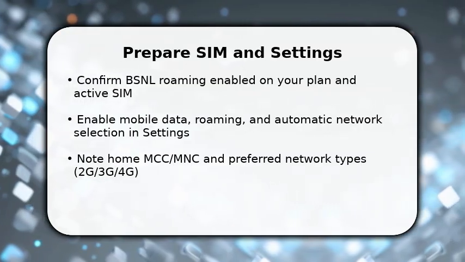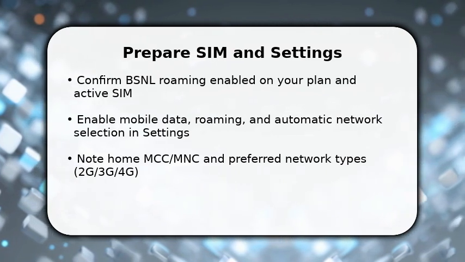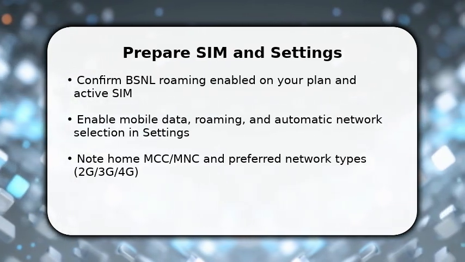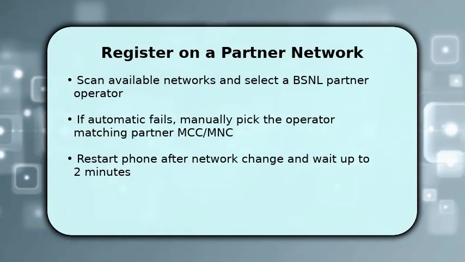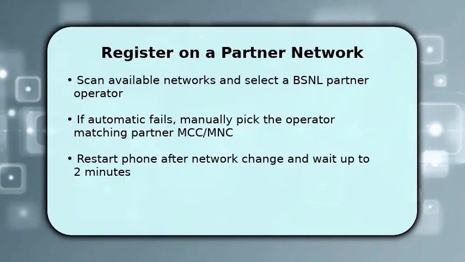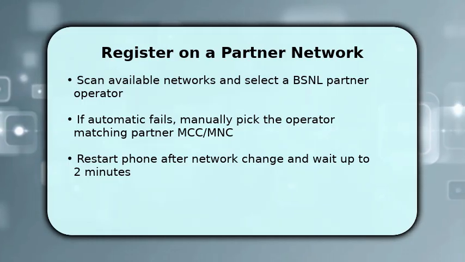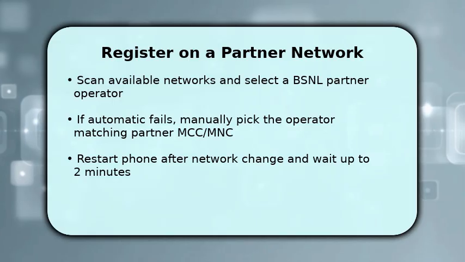Also, jot down your home MCC/MNC for troubleshooting later. Now search available operators and choose the Bsnl roaming partner shown. You'll usually see the partner name or operator code. If automatic registration fails, manually select the matching partner MCC/MNC from the list, because automatic mode can pick an incompatible provider.